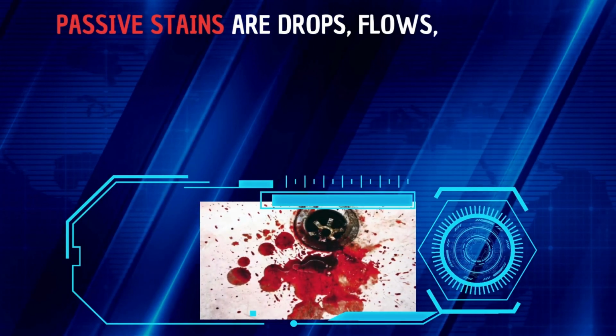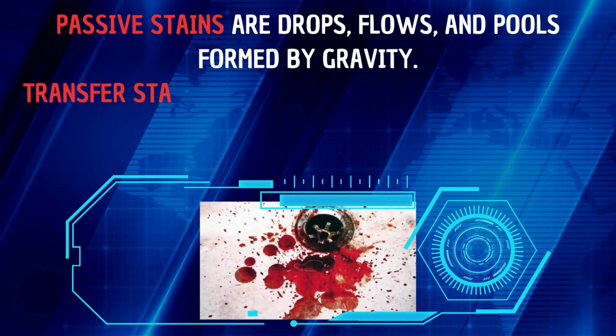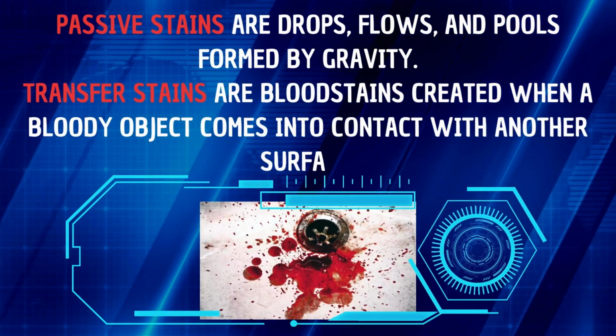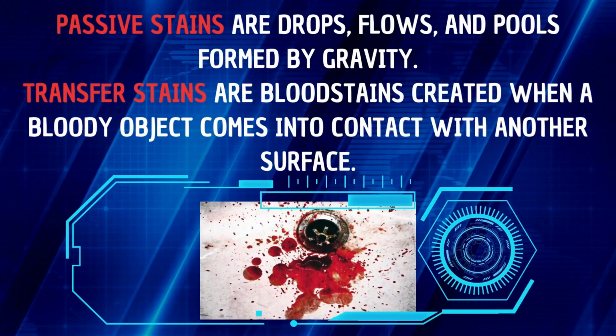Passive stains are drops, flows, and pools formed by gravity. Transfer stains are bloodstains created when a bloody object comes into contact with another surface.